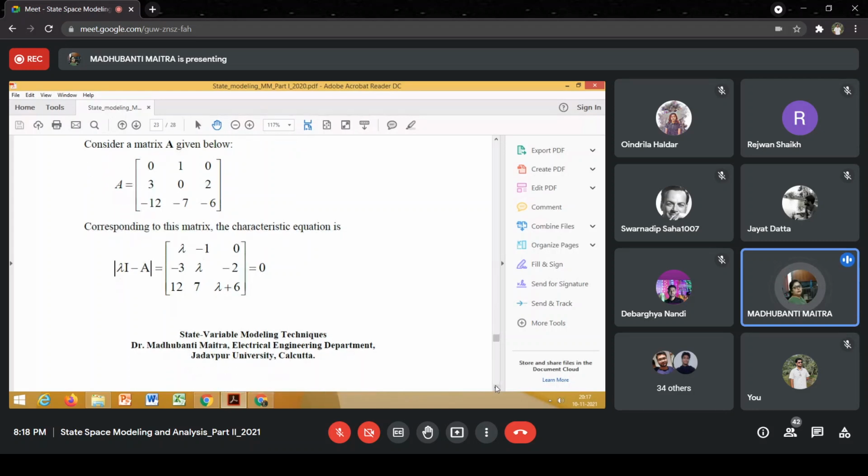Please check whether these values are correct or not. And determinant of lambda I minus A is equal to 0.